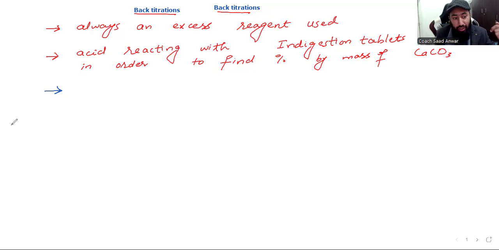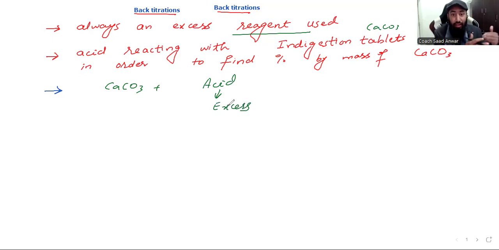So guys, in back titration, the very first important point is always an excess reagent used. If you have two reagents, one reagent, that is acid, always must be in excess. Remember, an indigestion tablet contains calcium carbonate. If this calcium carbonate and an acid react together, remember that acid must be in excess. So if the acid is in excess, it means when this reaction completes, there will be some leftover acid.